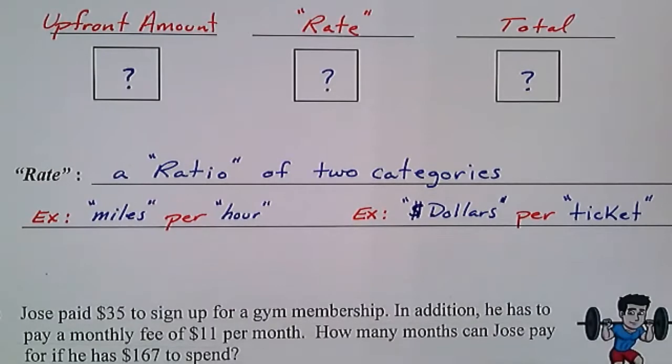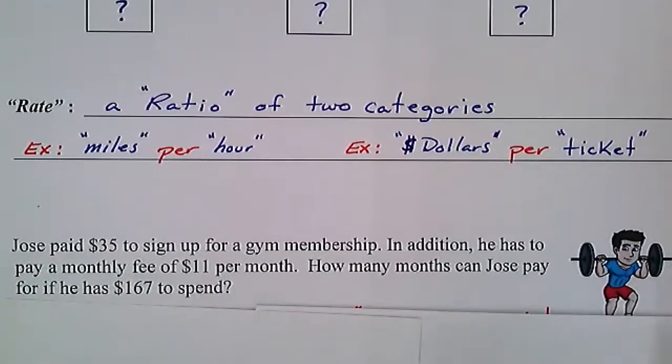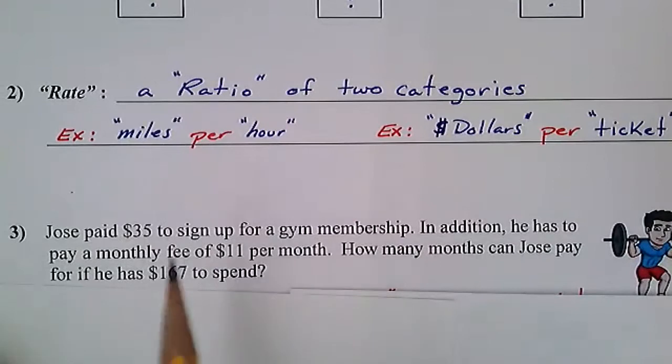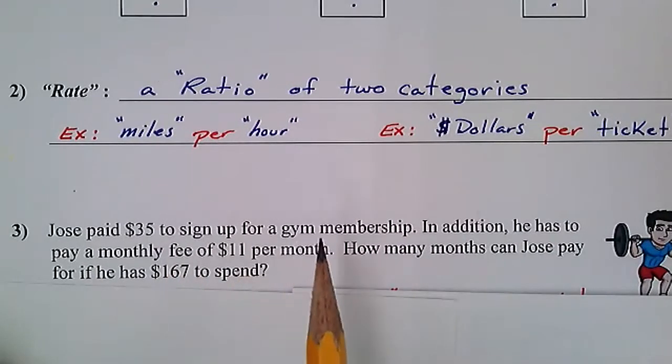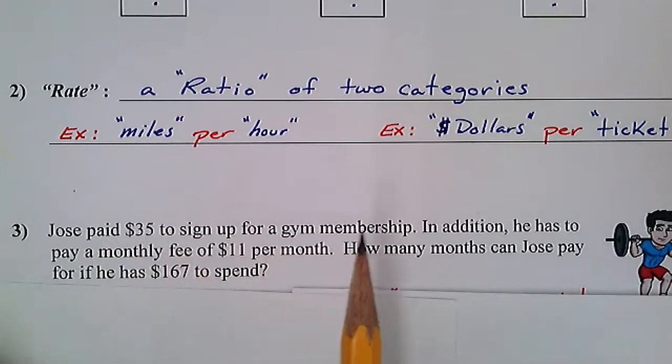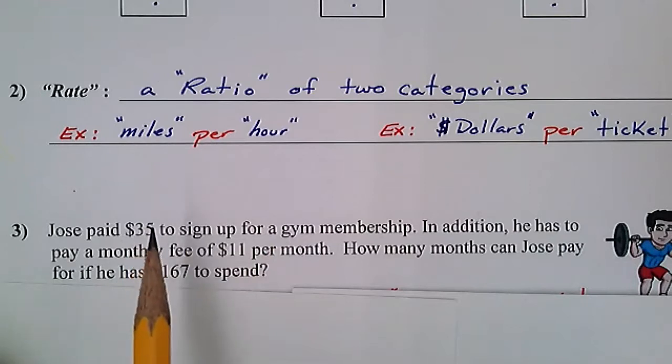Okay, so this first word problem, we've got Joe, and here he is. He's a workout stud. Joe paid $35 to sign up for a gym membership. Gyms are starting to open back up, so they want customers, so it's going to be a low cost for the membership.